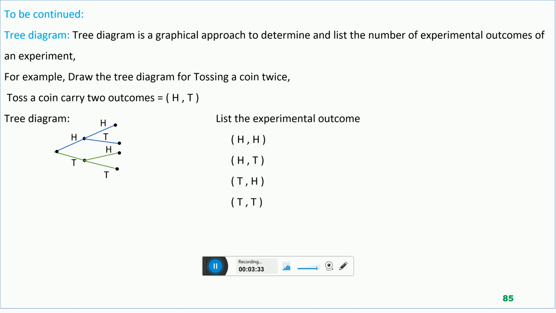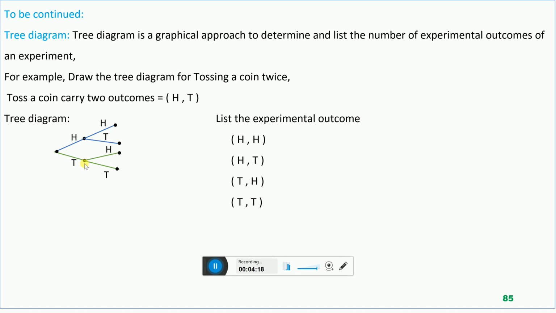Maybe there is a head on the up face of the coin when we toss. And this green line starts from the leftmost node to this right node. This green line represents the second possible outcome, which is tail, because we know that tossing a coin carries two outcomes, and we draw the path for head and tail. Starting from this leftmost node, from this black point, we draw the path to this point, and we draw the path to this point. These two lines, these two paths represent two outcomes, head and tail.